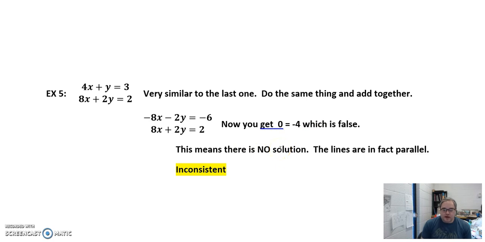And when two lines never intersect, they're going to be parallel, correct, in the plane? So I know those lines are parallel. How do I know? Because there's no solution. The only way there's a solution is if the lines cross or lines are exactly the same. So this would be an inconsistent system since there's no solution.